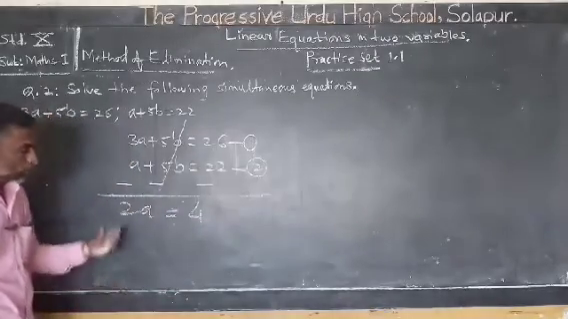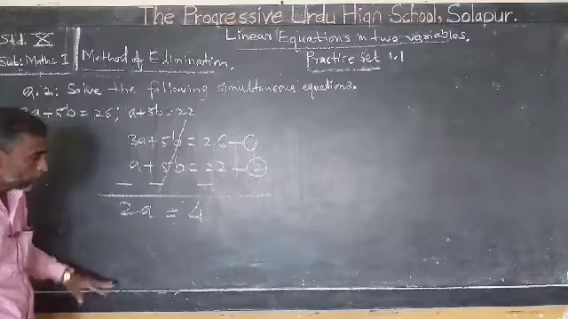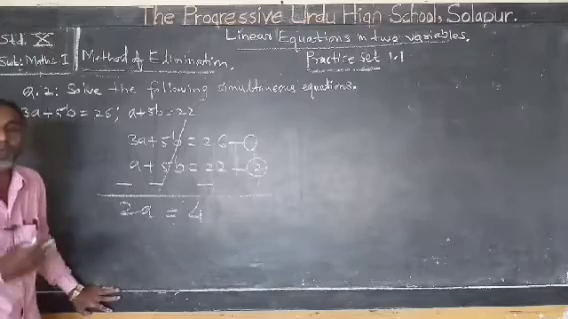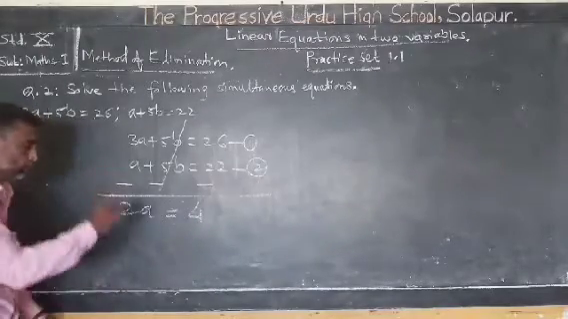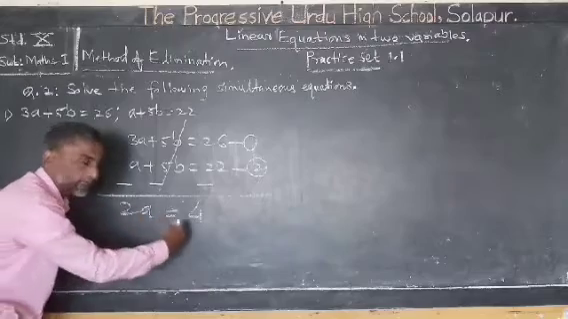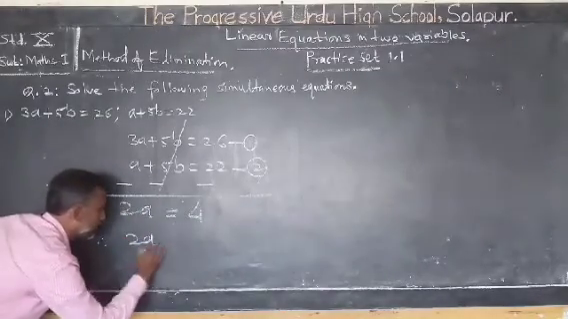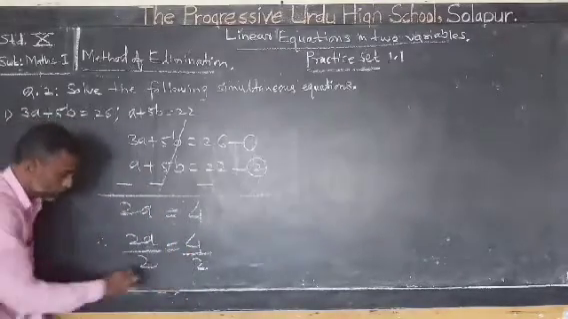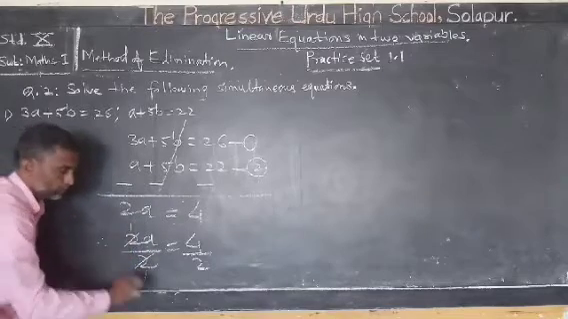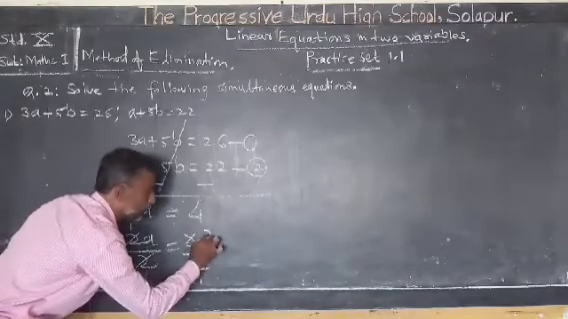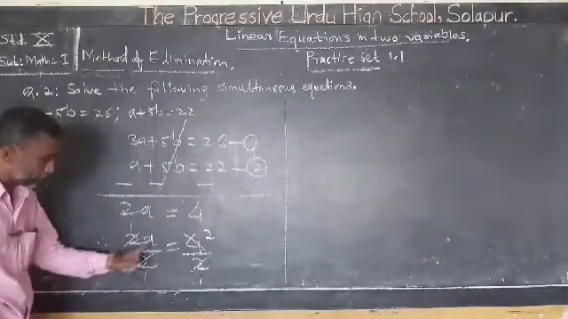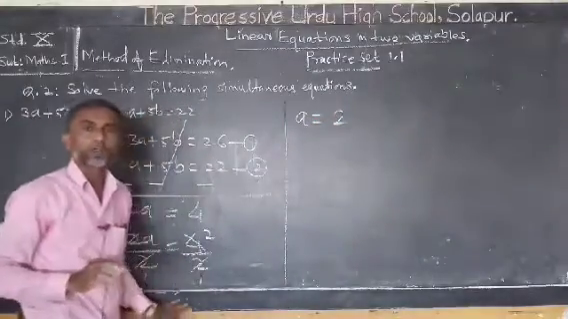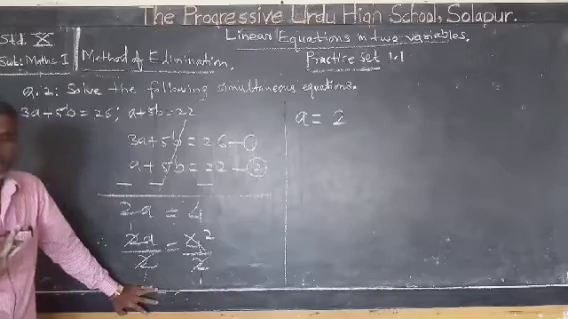Now, 2a is equal to 4. We have to find the value of a. We have to eliminate 2. For eliminating 2, we should divide both sides of this equation by 2. Therefore, 2a upon 2 is equal to 4 upon 2, dividing both sides by 2. 2 ones are 2, 2 twos are 4. In this way, a is equal to 2. We found the value of the first variable.